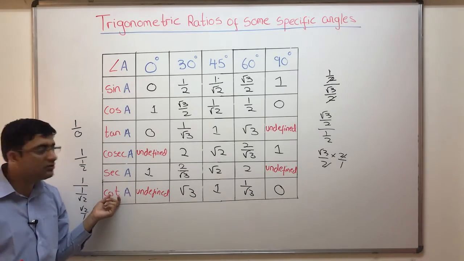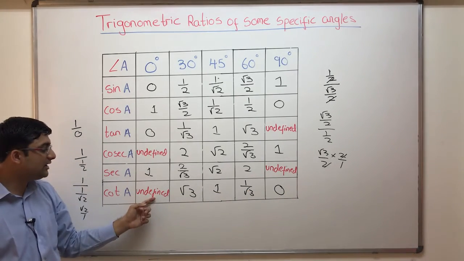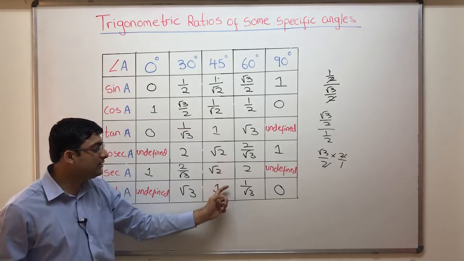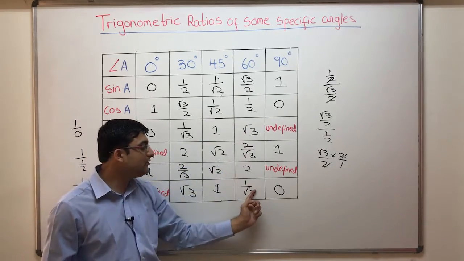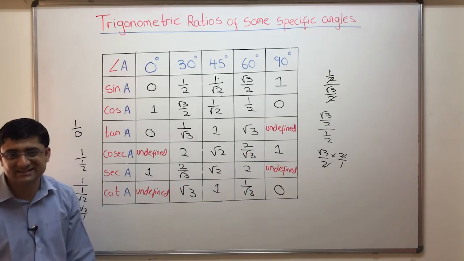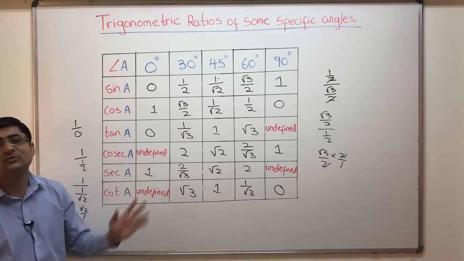What is cot? Reciprocal of tan, 1 divided by 0, undefined. Reciprocal of 1 by root 3, root 3. Reciprocal of 1, 1. Reciprocal of root 3, 1 by root 3. Reciprocal of undefined, basically infinity, it is 0. Is this clear? So these are the values which you have to remember.